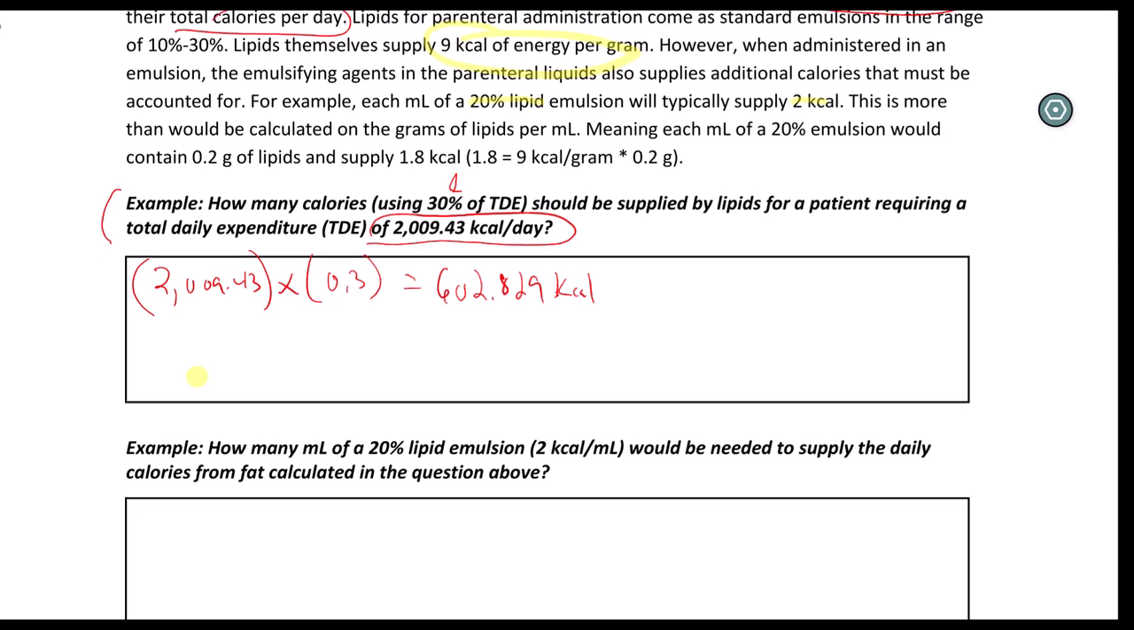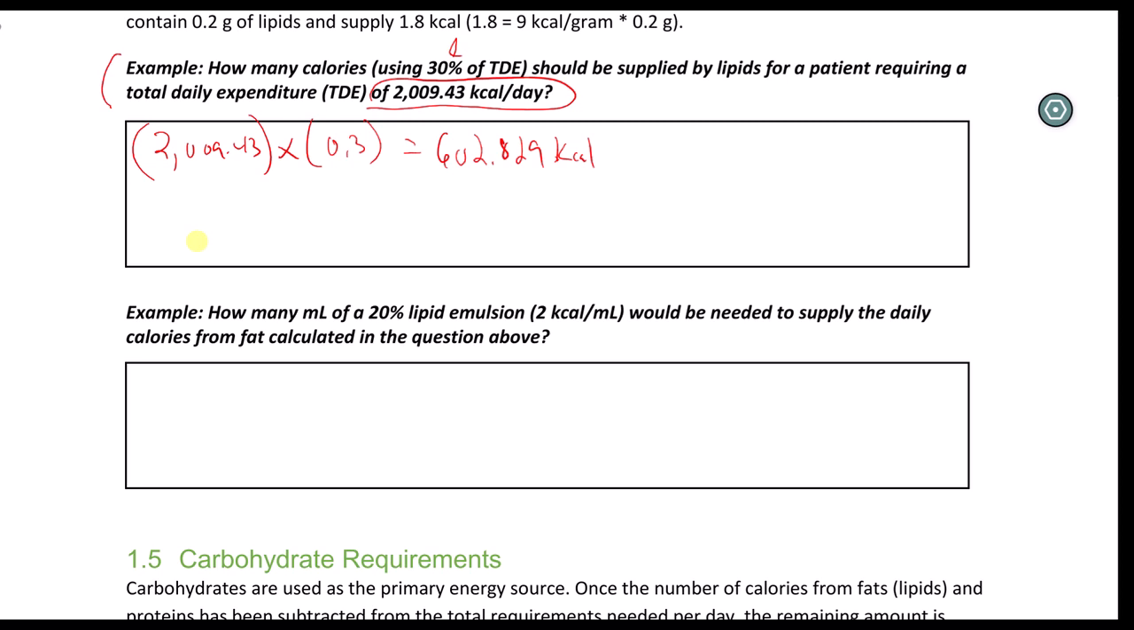So it says how many mLs of a 20% emulsion, which supplies 2 kilocalories per ml. That's where I'm getting that from. I'm telling you that. You don't have to memorize this. You do have to memorize the 9 kilocalories per gram, but not the emulsion ones. So how many mLs of the 20% will be needed to supply this amount of kilocalories? That's what the question's asking us.